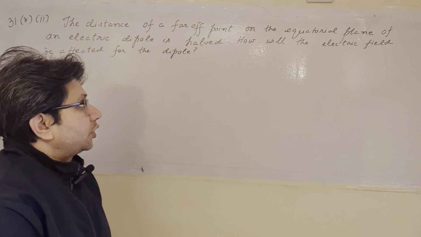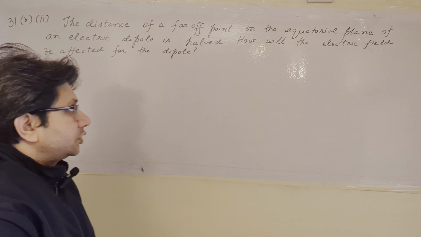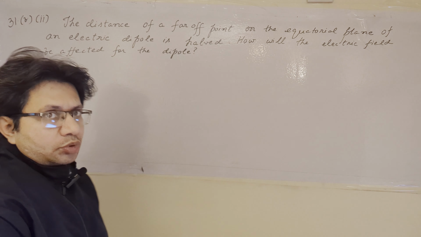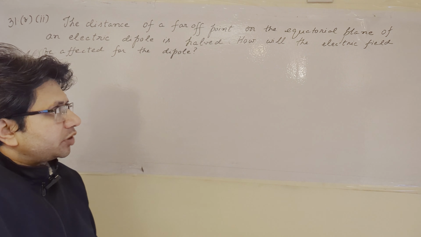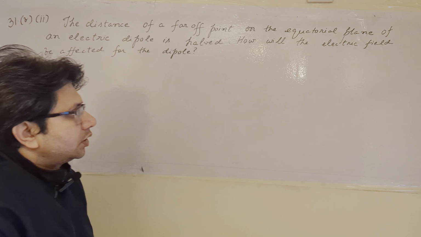The distance of a far off point on the equatorial plane of an electric dipole is halved. How will the electric field be affected for the dipole? So the problem is based on the topic electric dipole and the corresponding field to it.